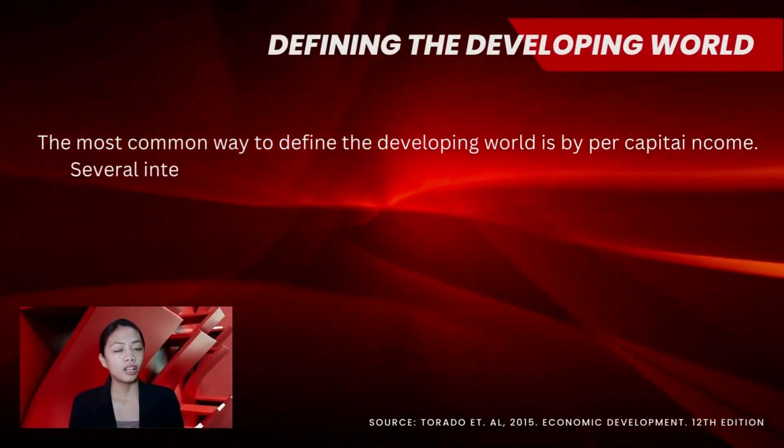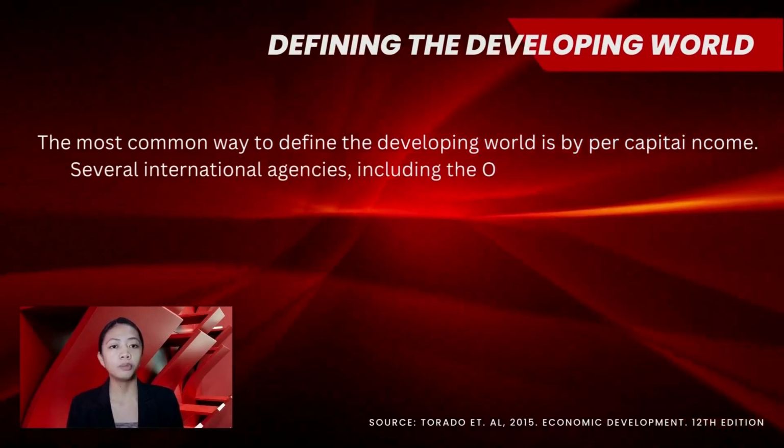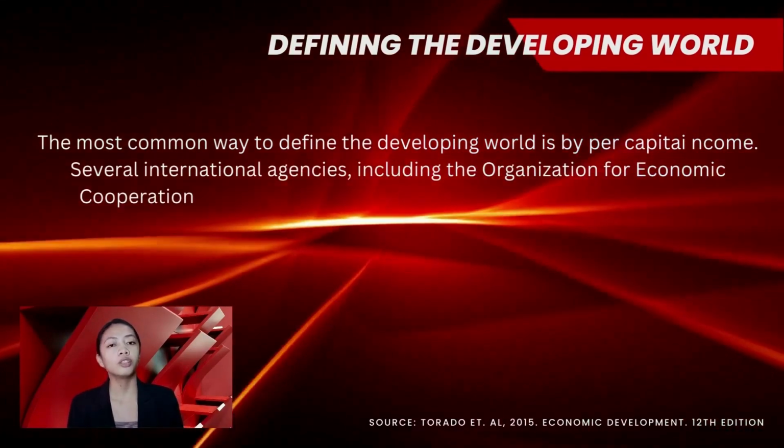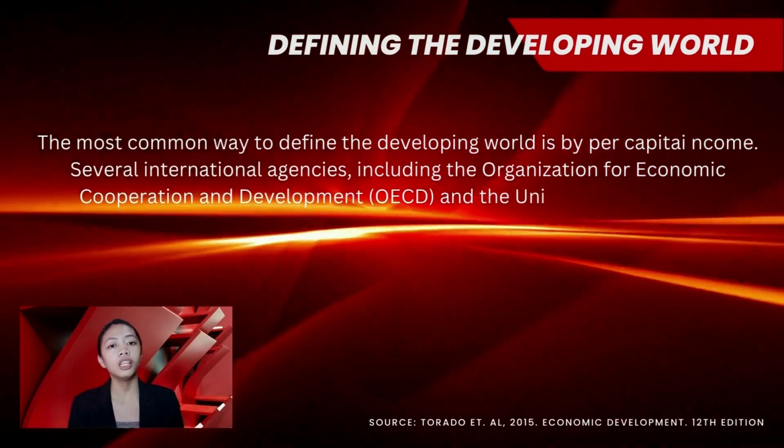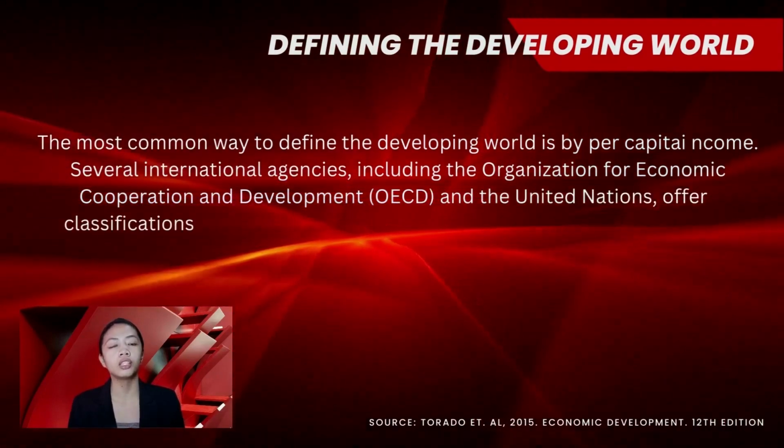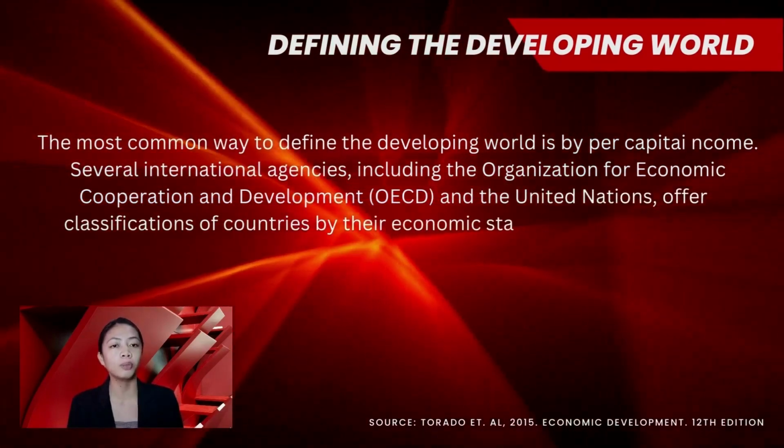So first and foremost, how do we define the developing world? Per capita income is the most common way to define the developing world. It is a measure of the amount of money earned per person in a nation, which is used to evaluate the standard of living and quality of life of the population.